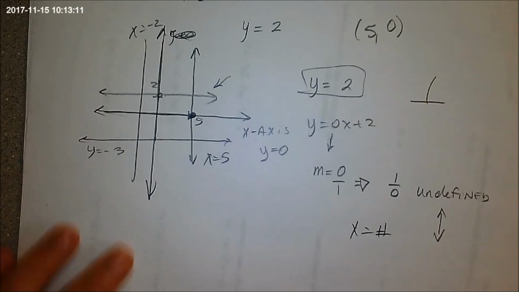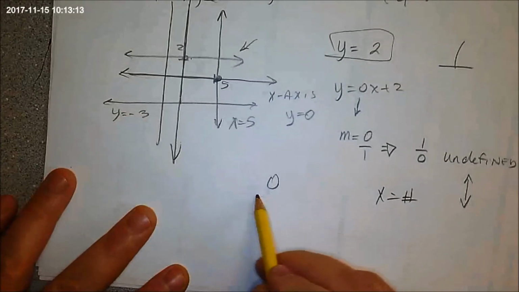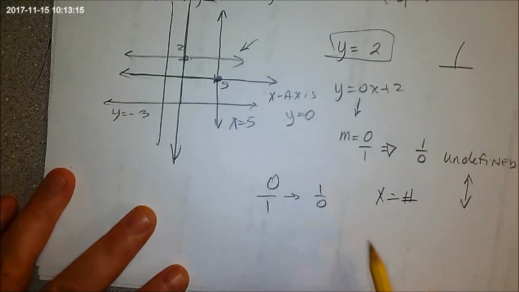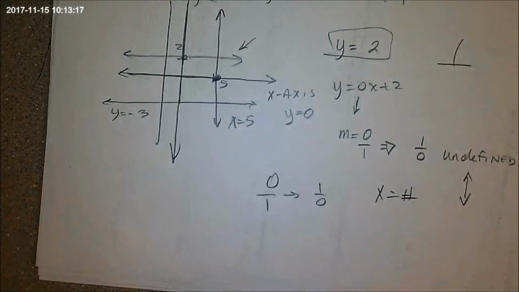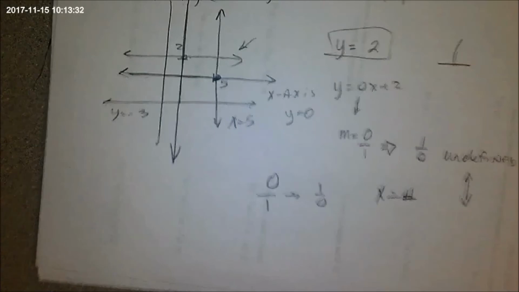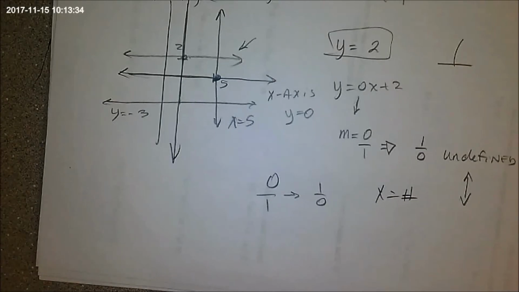Because the slope is 0, its reciprocal would be 1 over 0, and that's undefined. Anything that's vertical is perpendicular to anything that's horizontal. Depending on what question they ask you, you might have to make it go through one line in particular or another. But yeah, it's perpendicular.